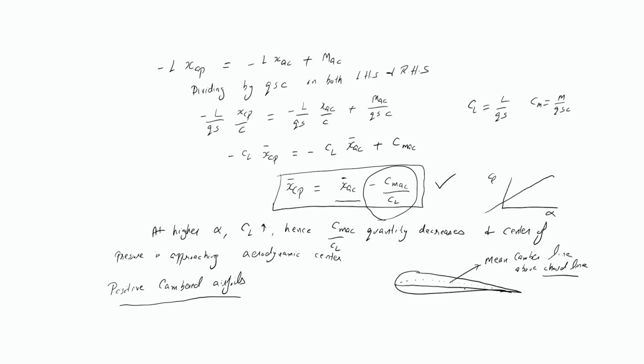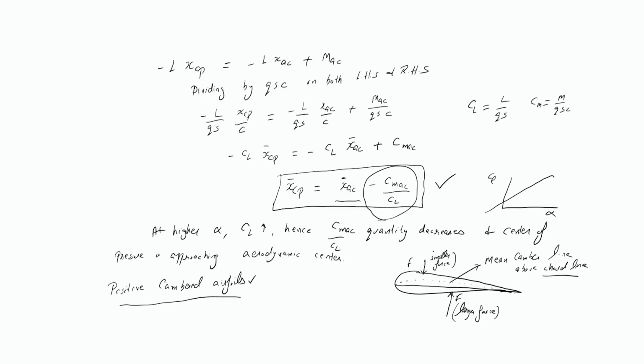If the mean camber line is above the chord line, then we call it a positive cambered airfoil. And if the mean camber line is below the chord line, then we call it a negative cambered airfoil. What happens with this positive cambered airfoil is, since we have asymmetric pressure distribution because of the curvature of this airfoil, here we have a higher force at the bottom. This is the larger force, and this is the smaller force.